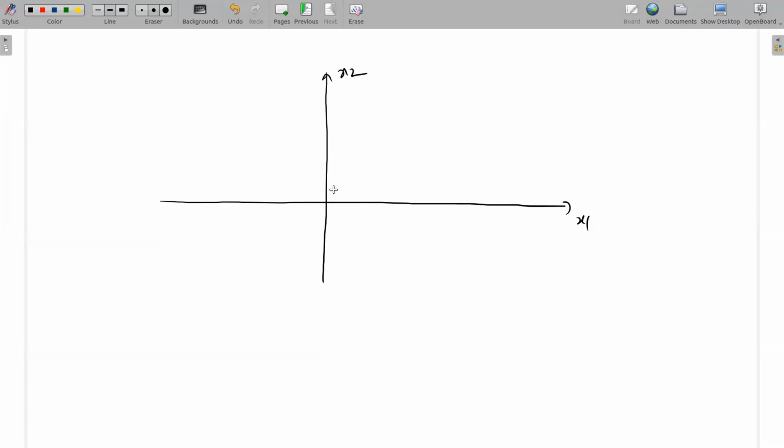So firstly, show the eigenvector, which was (3, -1). So where will (3, -1) be? Somewhere here, in the fourth quadrant. Okay. So going away.